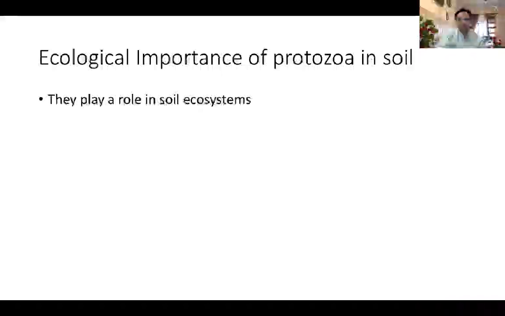Now we talk about the ecological importance of protozoa in soil. They play an important role in the soil ecosystem. They are a part of the total soil respiration and soil biomass. They are present in all kinds of soils where water and organic matter are available. So whenever we take the total biomass of the soil, protozoa are part of it.